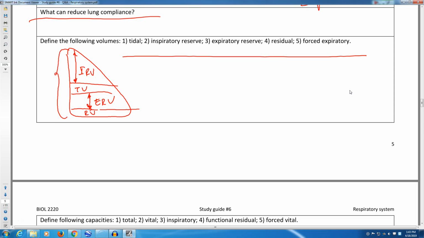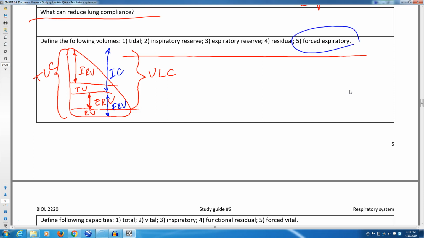This whole thing is the total lung capacity. This part is vital lung capacity. This is functional residual volume. And this is inspiratory capacity. Now, my best suggestion for this, just draw it, and it will make perfect sense.